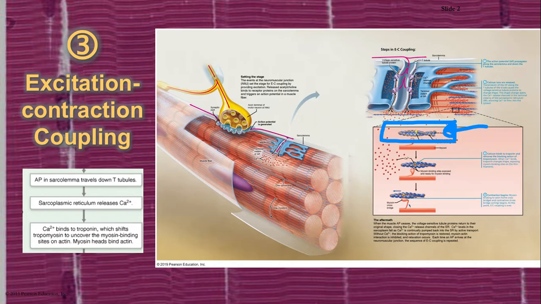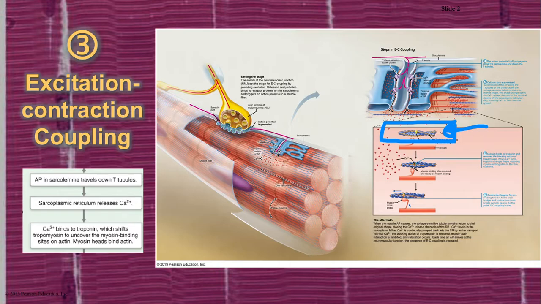Okay, you ready? Troponin holds the tropomyosin over those myosin binding sites. When calcium binds to troponin, it causes a change in the shape and moves the tropomyosin out of the myosin binding site. Okay. So I'm going to write it out.